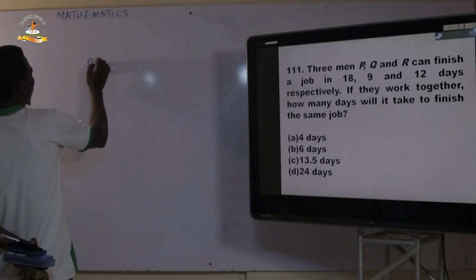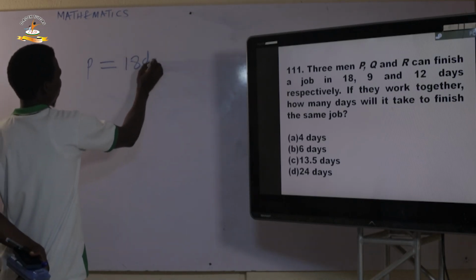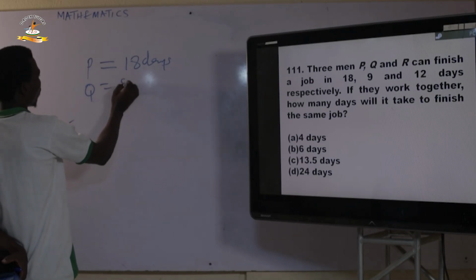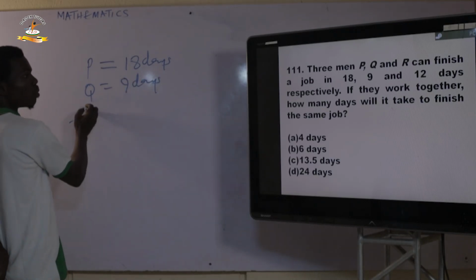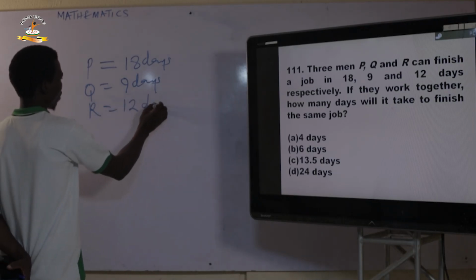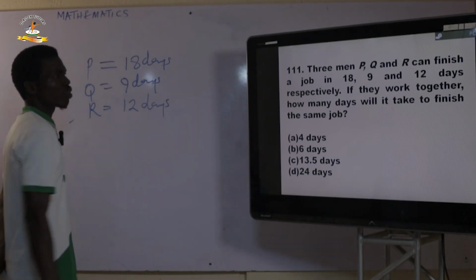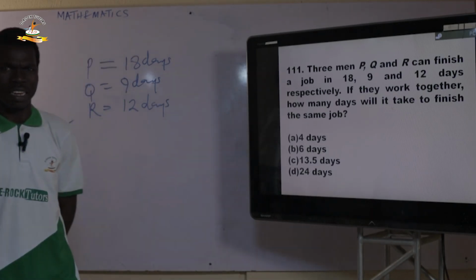So P can finish a job in how many days? 18 days. Q can finish the same job in 9 days. And R is going to finish it in 12 days. So the three of them just want to work together and want to see how long it will take them.